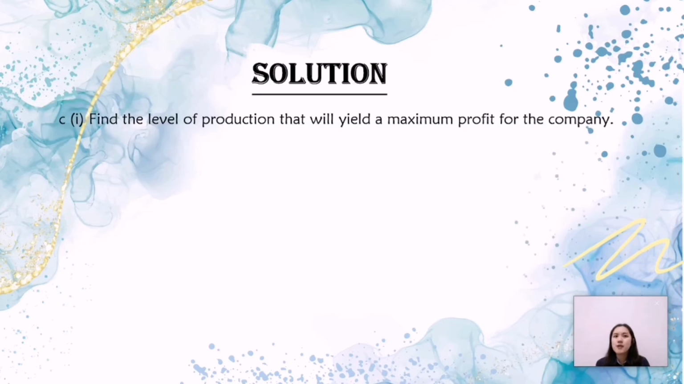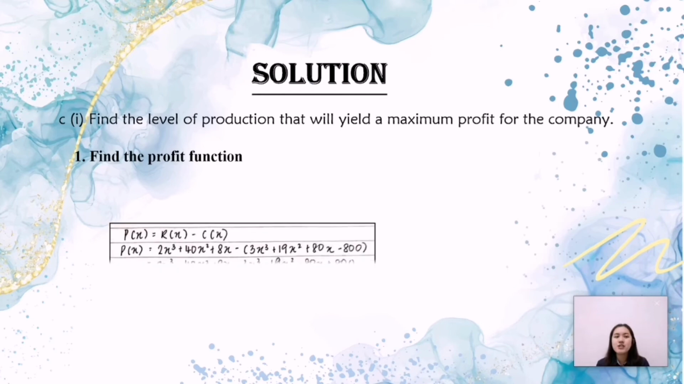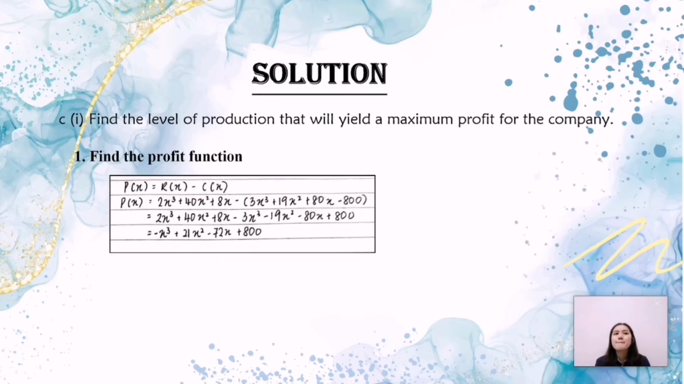So, to find the level of production that will yield a maximum profit for the company, first, we want to find the profit function. How to find the profit function? Profit function equal to revenue function minus cost function. So we can notice that the profit function becomes negative x cubed plus 21x squared minus 72x plus 800.